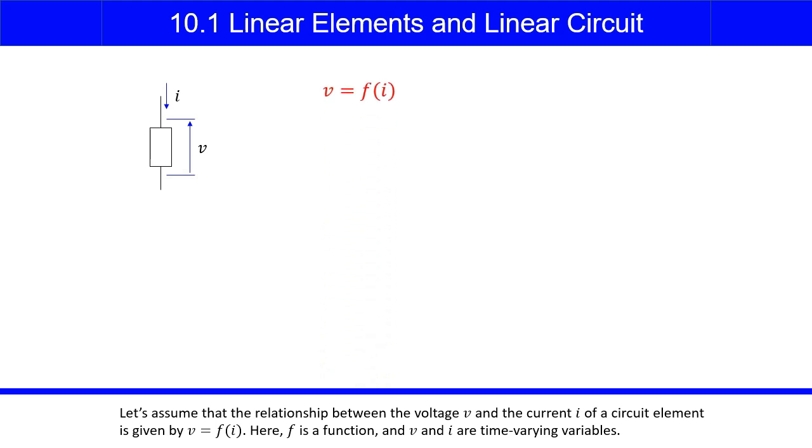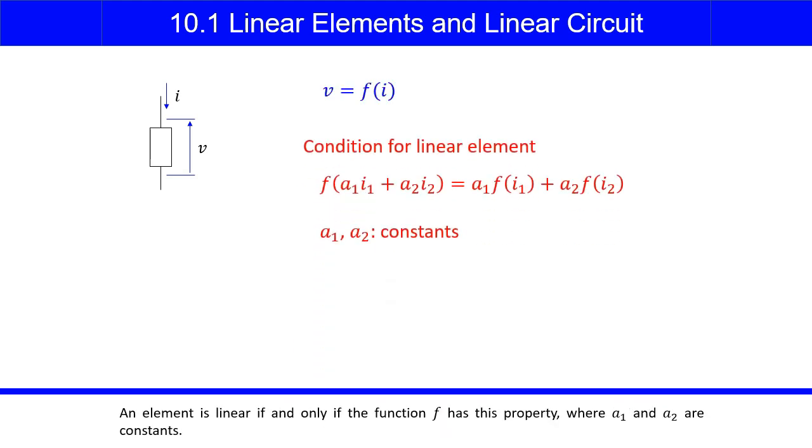Let's assume that the relationship between the voltage v and the current i of a circuit element is given by v equals f(i). Here, f is a function, and v and i are time-varying variables. An element is linear if and only if the function f has this property, where a1 and a2 are constants.